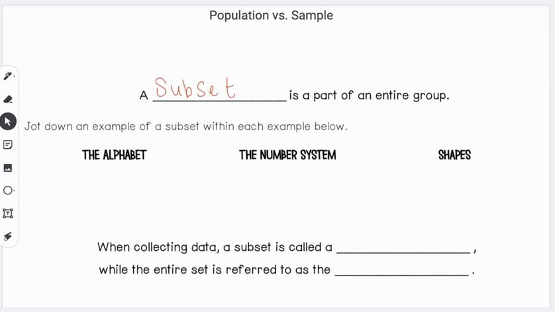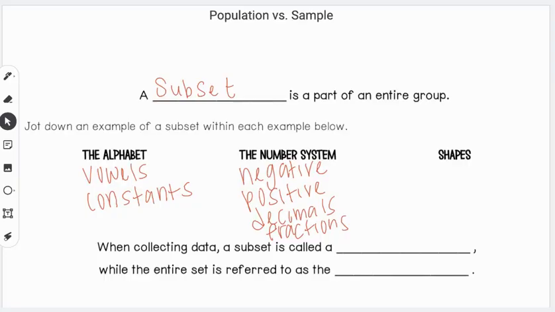So if I asked you to write down a subset of the alphabet, that would mean that we're breaking it into parts. So if I break the alphabet into parts, I can think that I have vowels and I have consonants. All right, if we broke the number system into parts, I can think of negative numbers, positive numbers, decimals, fractions, and I'm sure that there's more that you can think of. Okay, so shapes, I could break that up into quadrilaterals, four-sided shapes, polygons, more than four sides, three-dimensional shapes. So we're just taking our category and we are splitting it up into subsets.